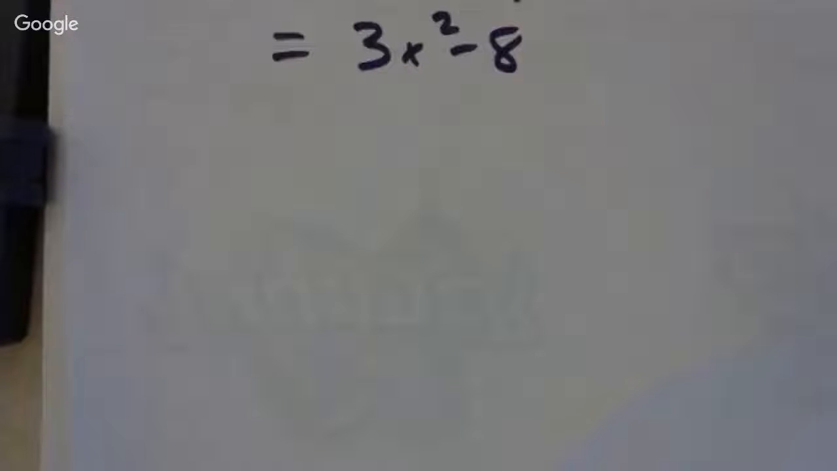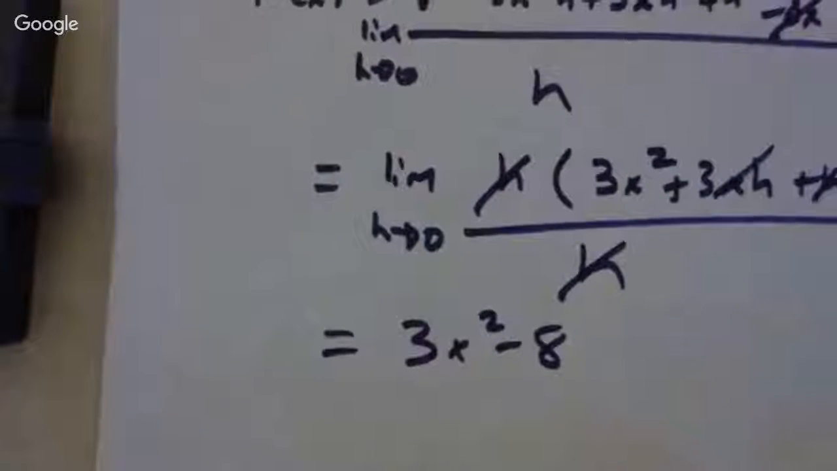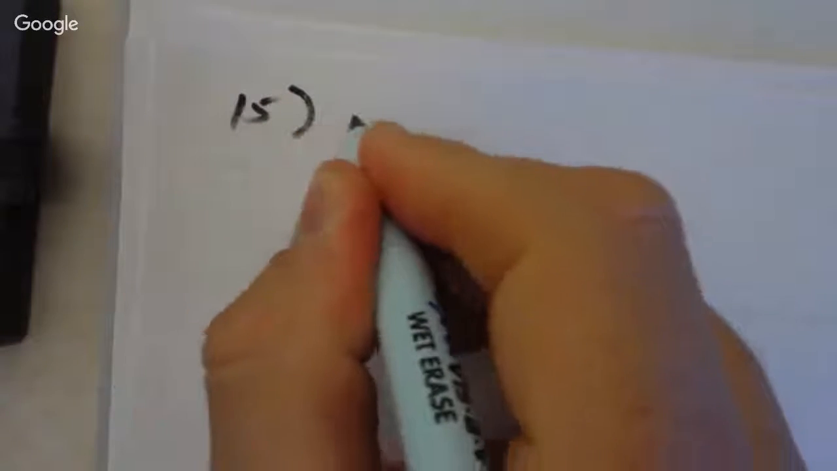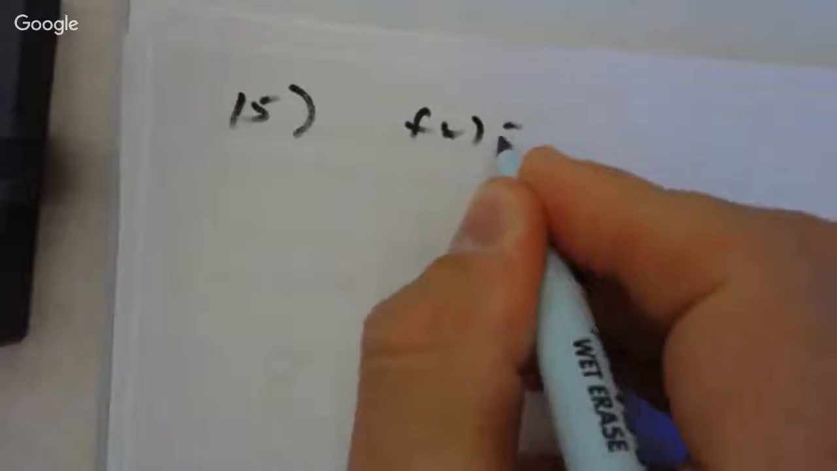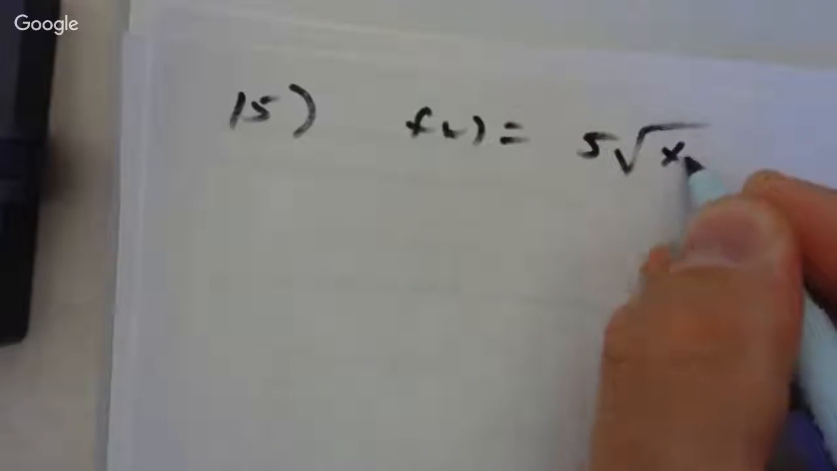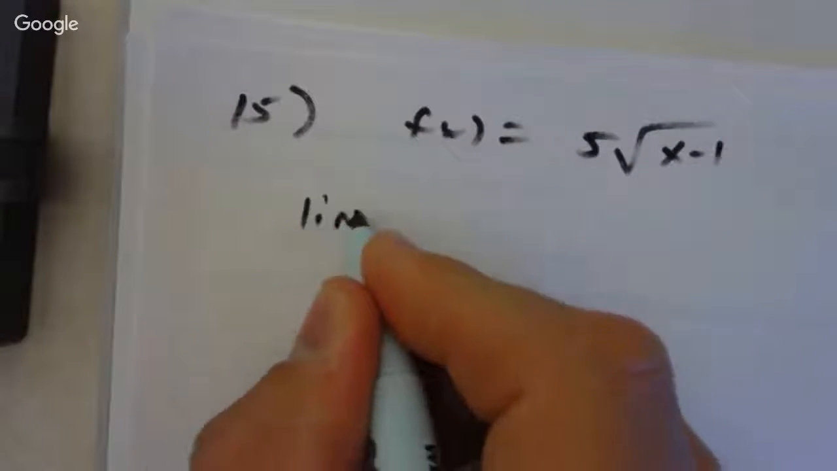All right, let's look at another one. We talked about 21. We talked about 15. Do we need to? Yeah, 15's interesting enough. Let's do 15. What do we got? We've got f of x is equal to 5 square roots of x minus 1. So we plug that in the limit as h goes to 0 of f of x plus h.